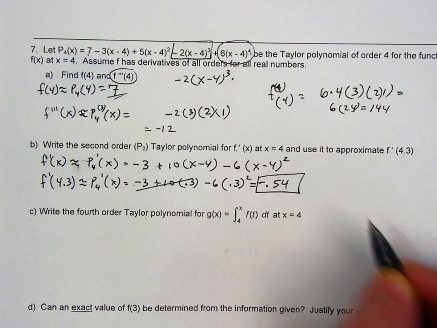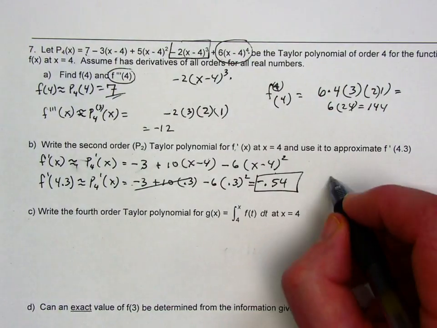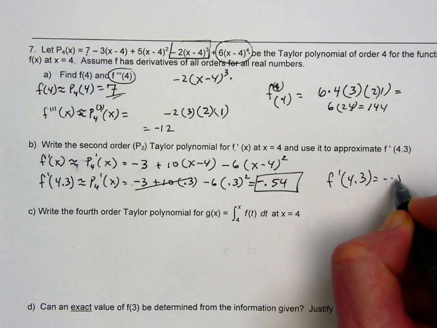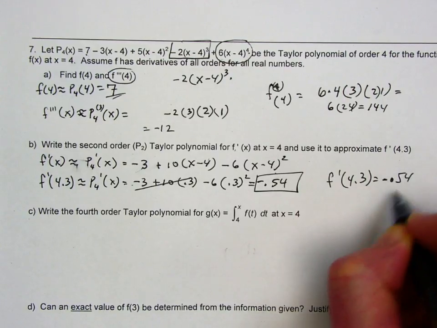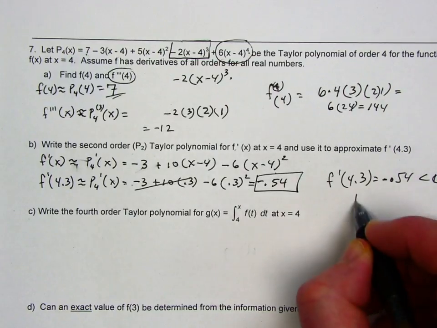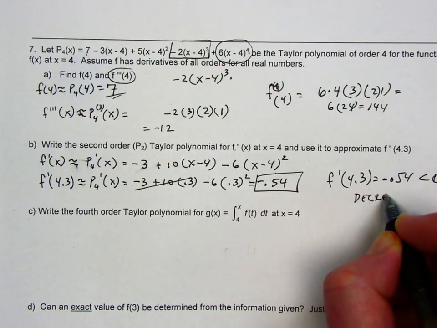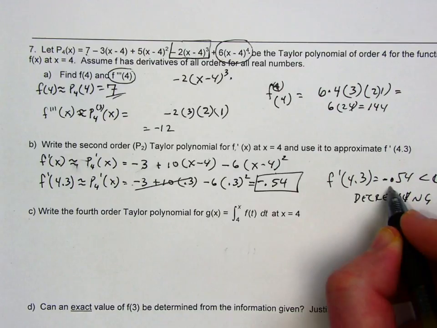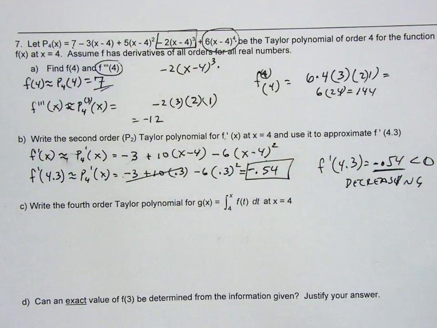Okay, and by the way, since f prime at 4.3 is negative 0.54, which is less than 0, the function is decreasing. So we could be asked that. What conclusion can we draw? The function is decreasing since the first derivative is negative.